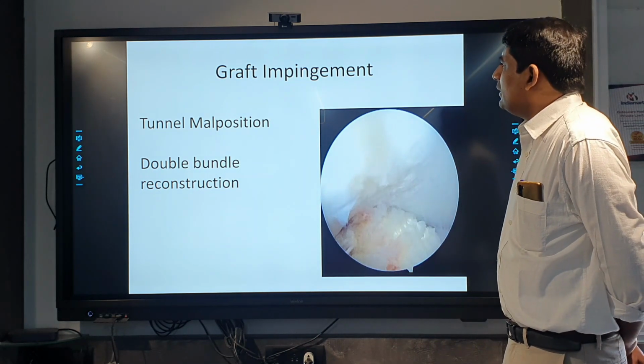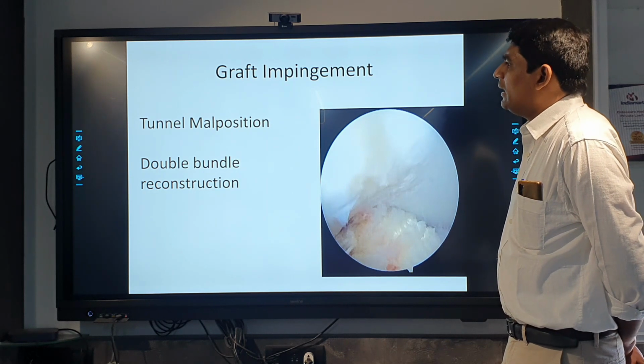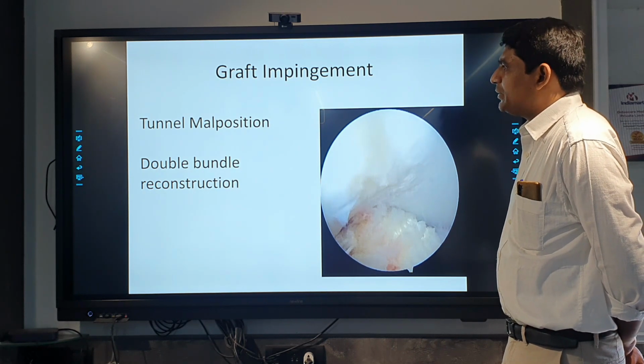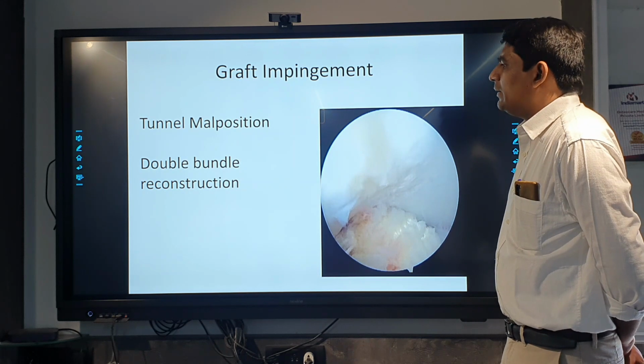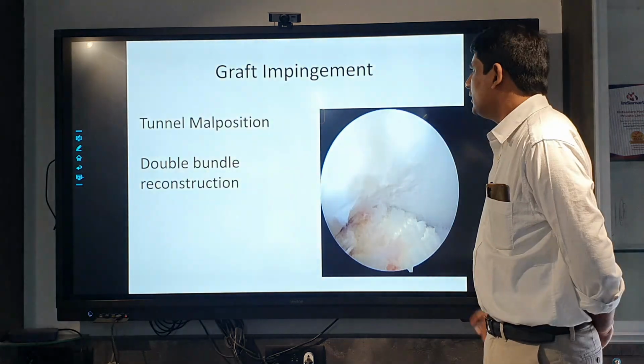And when graft impingement is there, the most common cause could be a tunnel malposition, which is too anterior, or when there is a double bundle reconstruction, that is also a bulky graft and it can cause graft impingement.